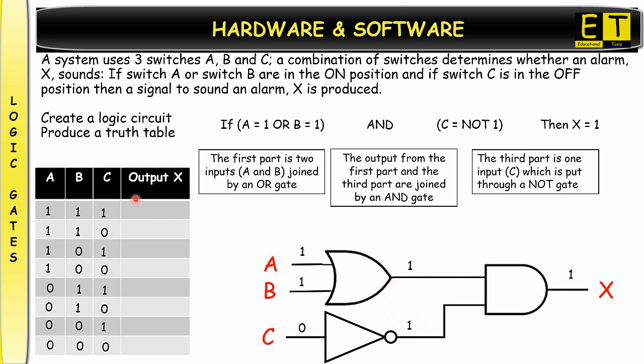So let's have a look at the first output. So if we have 1, 1, 1, the output will be 0 because the input into the NOT gate will turn into 0. The second one would be a 1. The third one will be a 0. The fourth one will be a 1. The fifth one will be a 0. The sixth one will be a 1. And the final two will be zeros because A and B are zeros.